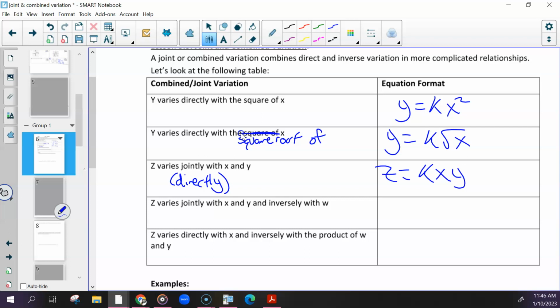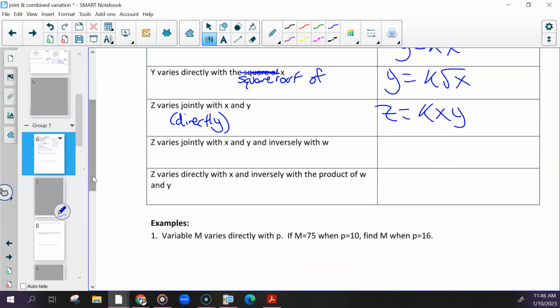Okay. Other questions so far? For this next one, it has the same thing we had before, z varies jointly with x and y. Now it also has and inversely with w. So inversely, before we were dividing our x, same thing. We're going to be dividing whatever that does. Yes. So z equals kxy, all divided by w. Yes.